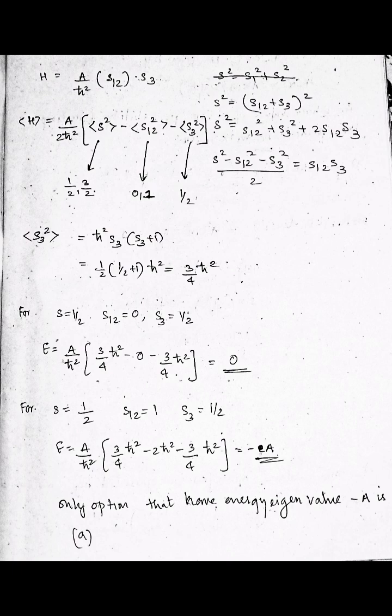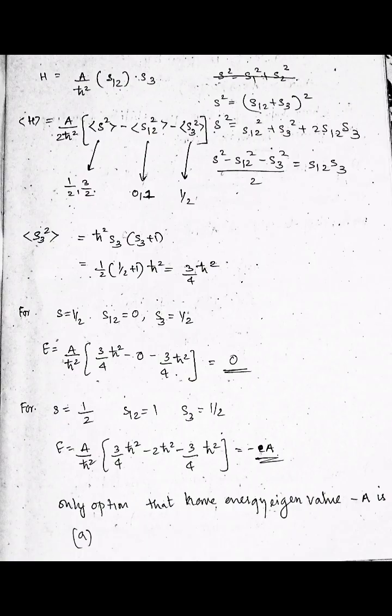The expectation value of S3 square is equal to h cut square S3 into S3 plus 1. So here we know that S3 is equal to half. So this is equal to half into half plus 1 into h cut square. So this is equal to 3 by 4 h cut square. Similarly, we can find the values of S square and S12 square.